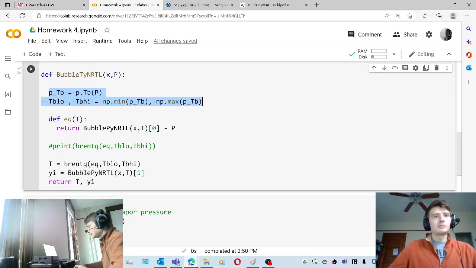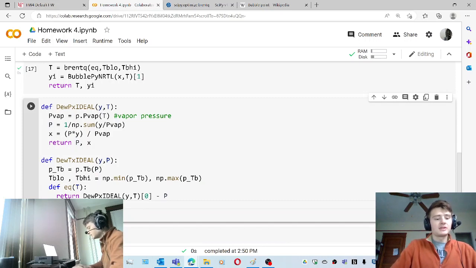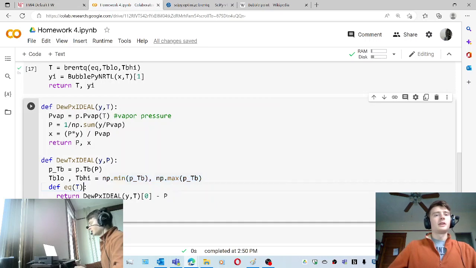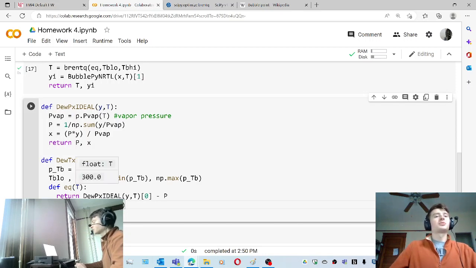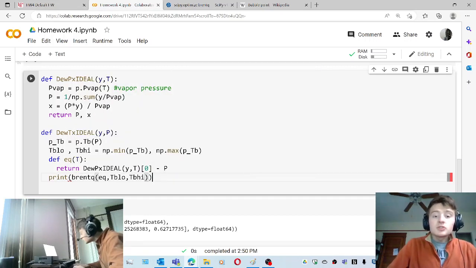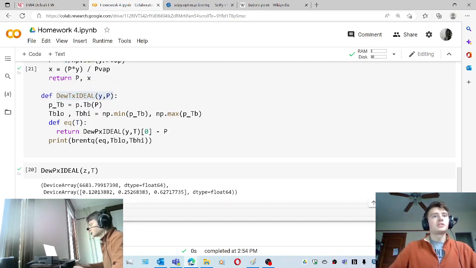So I can do something similar to what I did before. I can calculate the boiling points of each one to get bounds for what the temperature should be. Then I will come down here and say Brent Q of the equation, bounded by the lower and the higher boiling point temperatures, will return to me the actual value of the temperature. So I can just print this for now, and let's see what happens when I run that. I will take the dew temperature and fraction, and let's see what it returns to me.